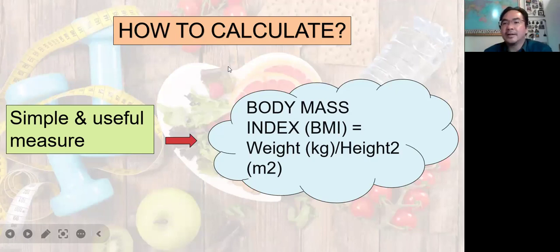How to calculate, is there a marker for obesity? The simple answer is yes. And one of the markers that we use is called body mass index or BMI. It is a very simple and very useful measurement, and you can calculate it just with your simple calculator if you know your weight and know your height in meter.